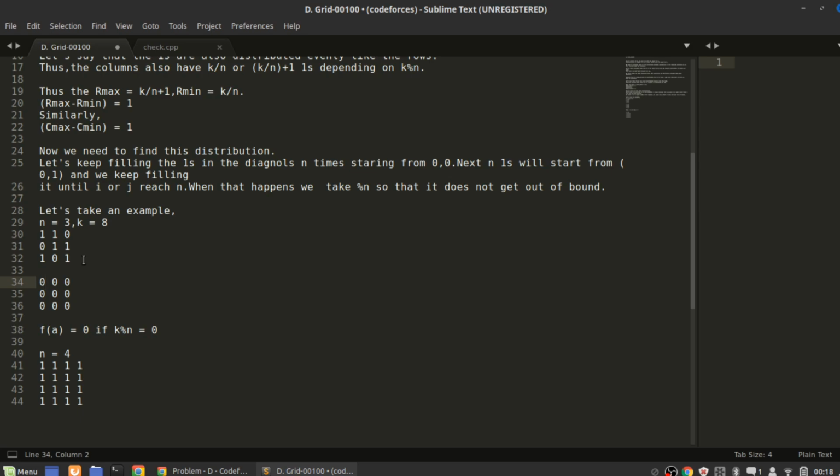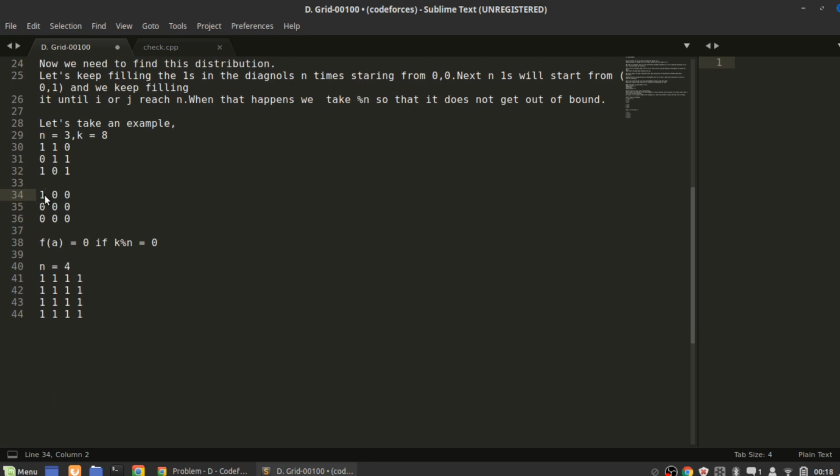Similarly, max c and min c will differ by at most 1. So let's take 1 here. Now the max r is 1 for column number 1 and is 0 for 2 and 3. So 1 minus 0 is 1. Similarly for column, max c is 1 and min c is 0. So (1 minus 0) squared plus (1 minus 0) squared, it is 2.